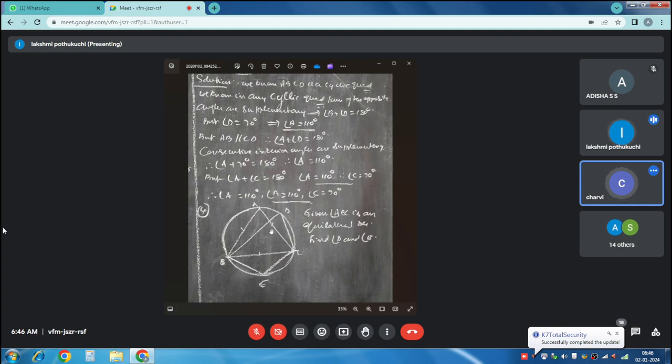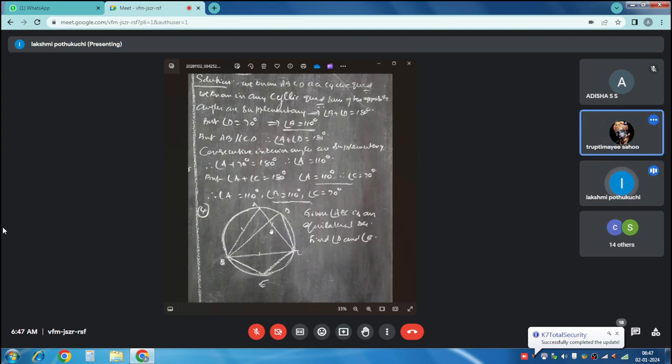60 degrees. How do you know? Angles in the same segment of a circle are equal. Very good. Yesterday we have proved it. Angles in the same segment of a circle are equal, so A is equal to D. Since A is equal to 60, angle D is equal to 60. Then what about angle E, children?